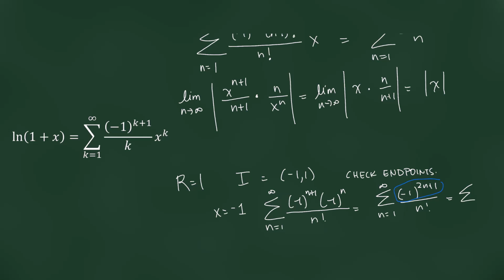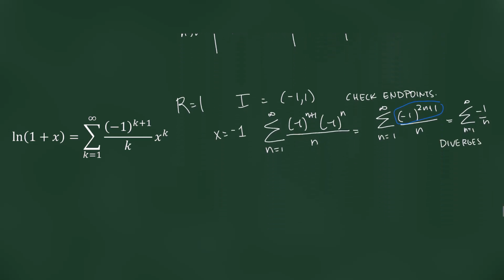So this is going to be the sum. You know what? I put a factorial in here, but that does not belong in there. So let's take it out. We just have an n in the denominator. So now we have the sum of -1 over n, which we know is the harmonic series which diverges. So this thing does in fact diverge at -1.